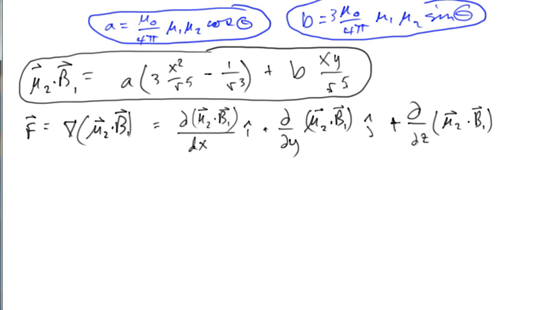Now, that r has an x squared plus y squared in it. I've got an xy, x. We can see that the derivative of mu2 dot b1 doesn't depend on z. So these are actually partial derivatives. When I take the partial with respect to x, that means hold y and z constant. With respect to y, hold x and z constant. With respect to z, hold x and y constant. Well, if x and y are constant and it doesn't depend on z, the whole thing is a constant, so that derivative just gives 0 because there's no z dependence.